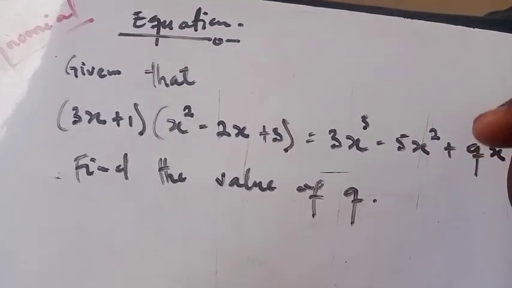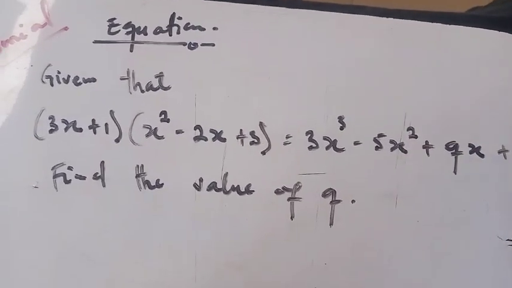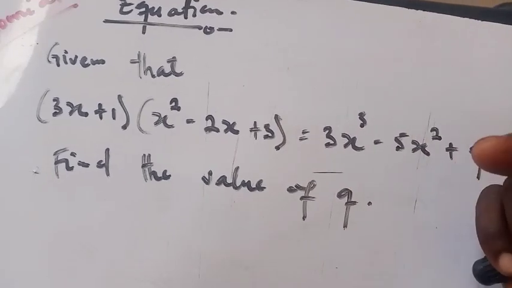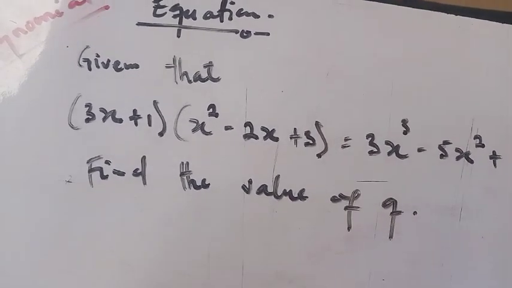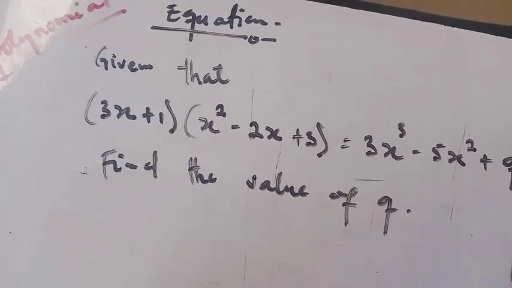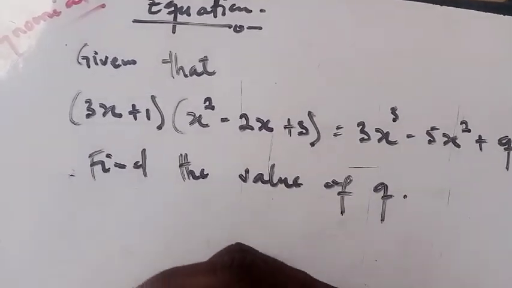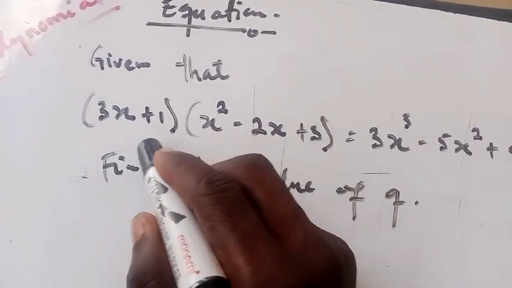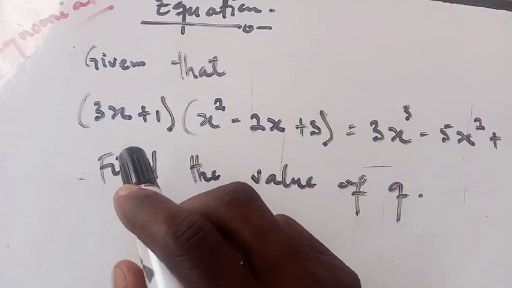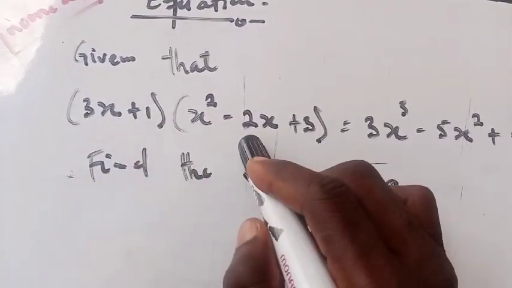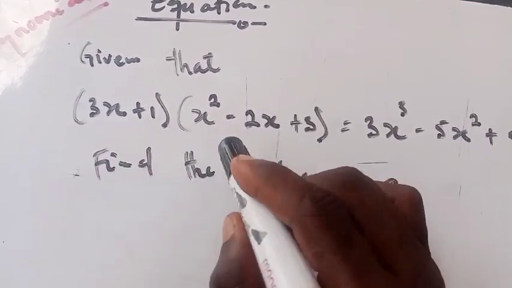So you try until you have it correct. No fear of making mistakes. Without mistakes, you can never know exactly which one is the best approach to use. Now, if you're able to expand this bracket here, then that is good. So the first step is to expand the bracket here, because these are two different brackets.